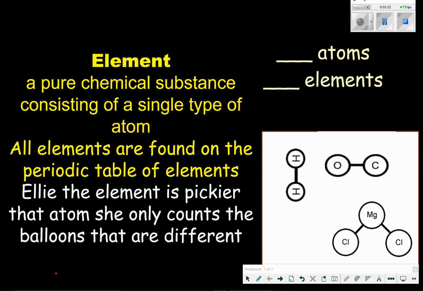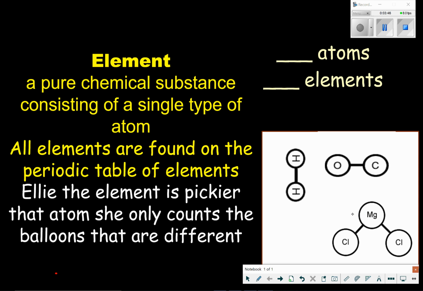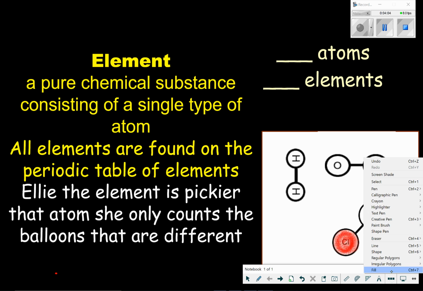Now, when we are looking at this, I'm going to color in some of these atoms to show you which ones are the same atoms. So you see this one? This one is chlorine, and this one is chlorine. So those are the same element. Those are 2 atoms that are the same element.